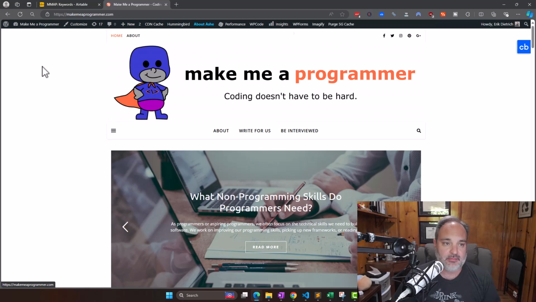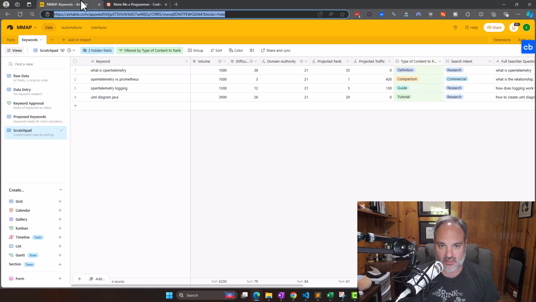So what I've got up here in Airtable is 4 examples of keywords that we could theoretically target from this site. And I'm going to walk through the information here that I've captured about these keywords.